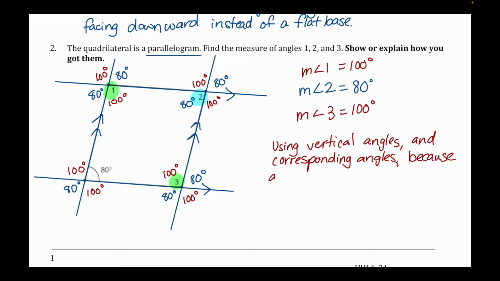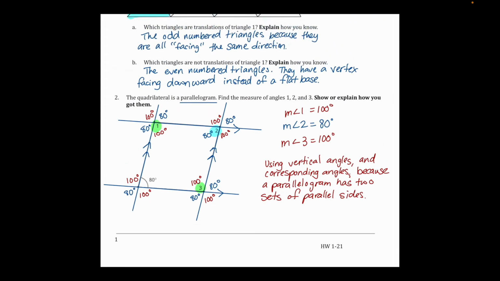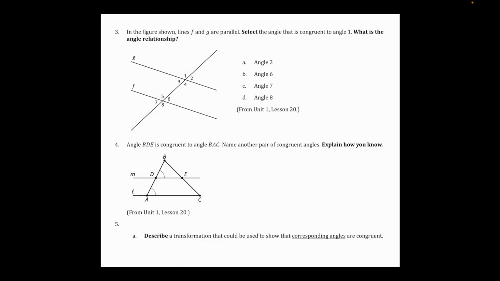because a parallelogram has two sets of parallel sides. That's why I'm allowed to use the corresponding angles. Vertical angles will be true no matter what, but the corresponding ones actually are going to need the parallel things. Okay, that is it for question 2. Well, let's keep going for question 3.